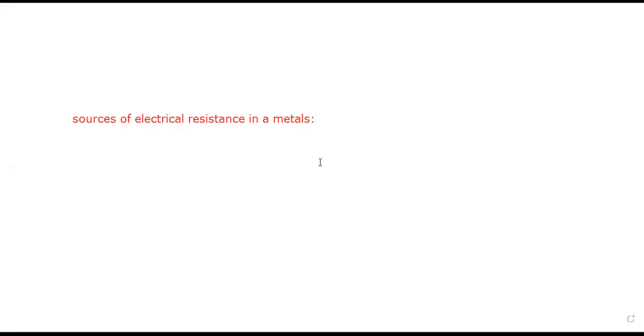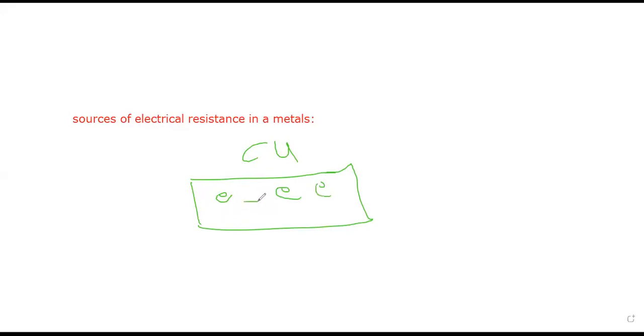Okay, so here, sources of electrical resistance in a metal. Suppose you take a metal, copper metal for example. This is the conductor, already you know. Here the copper metal has mass of the copper, positive, and electrons charge, negative.